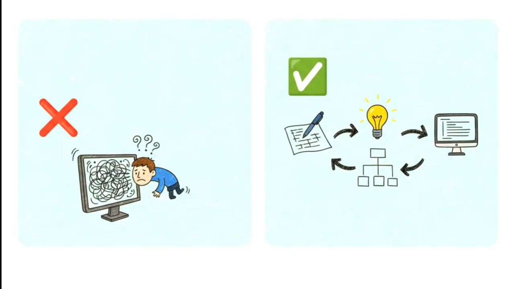And this lays it out perfectly. You've got the wrong way, which, let's be honest, is what most of us do at first. You just jump straight into the code. But then there's the real process. This is how the pros do it. They start by really understanding the problem and designing the solution, a lot of the time just on paper, before a single line of code ever gets written. The code? That's just the final step, translating your thoughts into a language the computer understands.